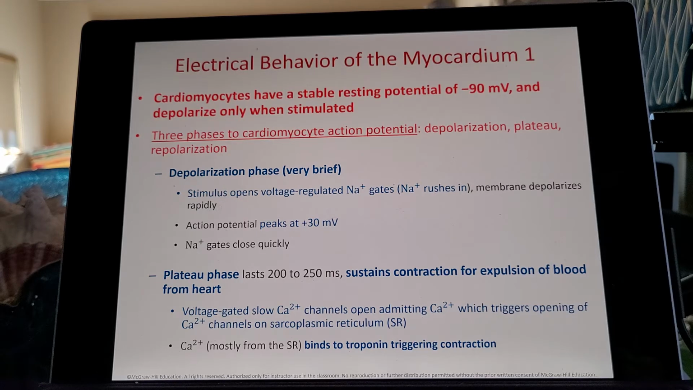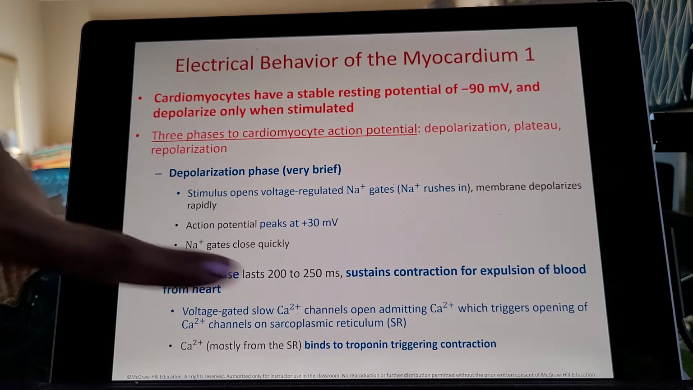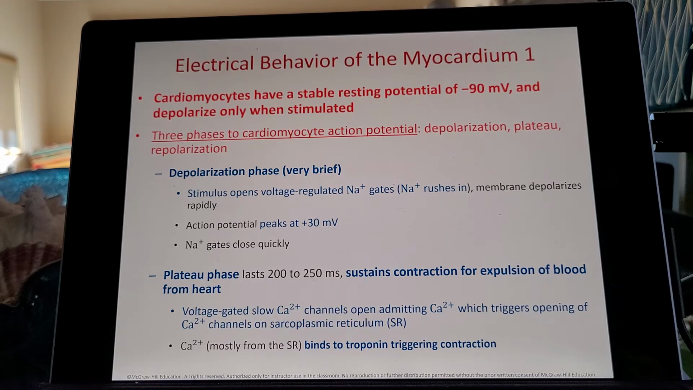It also comes in so it can bind to our regulatory protein. If you remember from chapter 11, calcium comes in and binds to a regulatory protein; we're binding to troponin in our cardiomyocytes for our contraction.